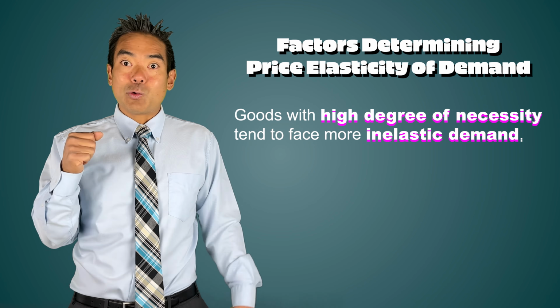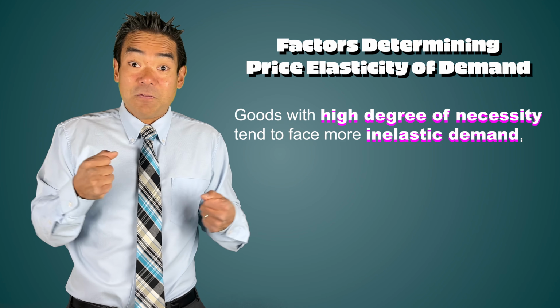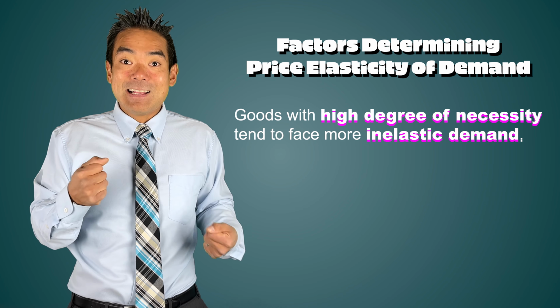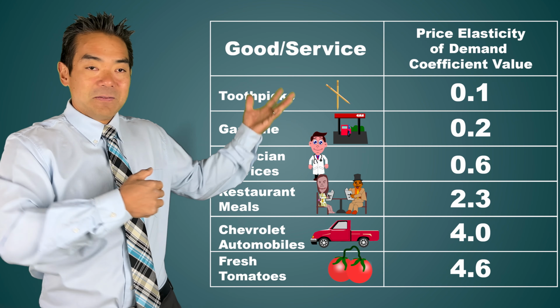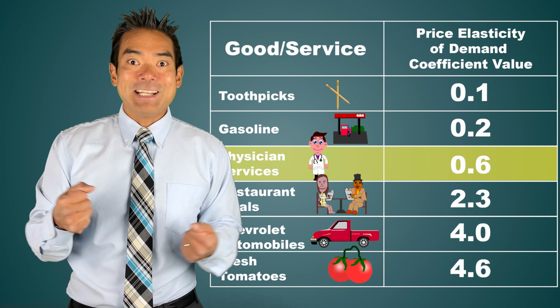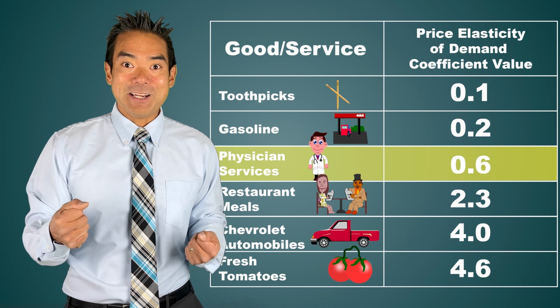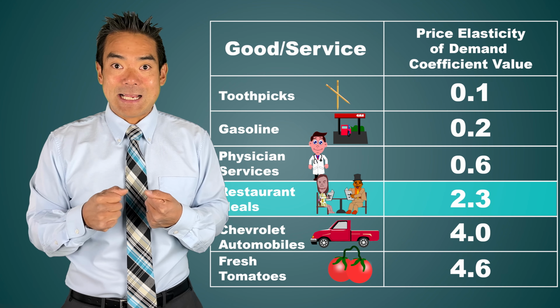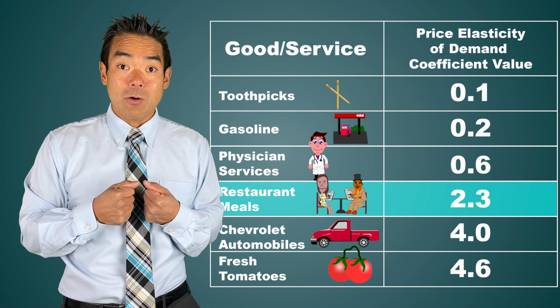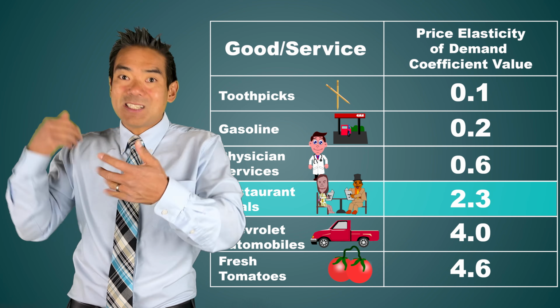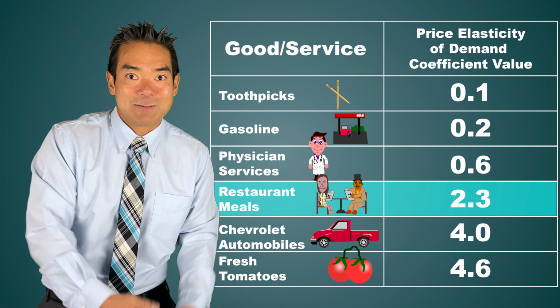If it's a very necessary thing and consumers have a difficult time reducing the quantity they consume in the face of a price increase, then we would expect demand to be inelastic. We can see from the table that physician services, which is just doctors, also faces very inelastic demand, probably for the same reason. On the other hand, restaurant meals are really more of a luxury and not a necessity. I mean, you can always eat in at home, right? As a result, restaurants face more elastic demand because they really don't have the same degree of necessity as doctors or gasoline.